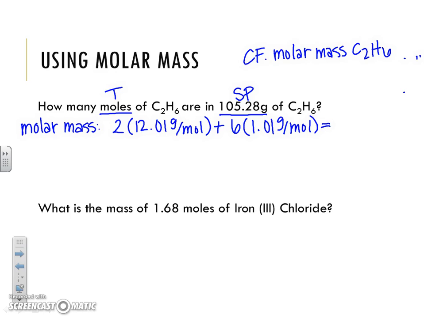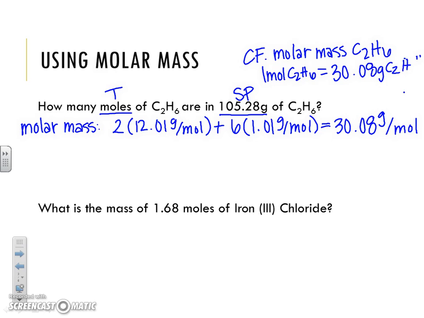I'm going to multiply 2 times 12, and I'm going to multiply 6 times 1.01, and I'm going to total those up, which gives me 30.08 grams per mole as the molar mass of C2H6. So we can now write that as our conversion factor. We could say that 1 mole of C2H6 equals 30.08 grams of C2H6. Now that we have our conversion factor, our target, and our starting point, we're ready to solve this problem.